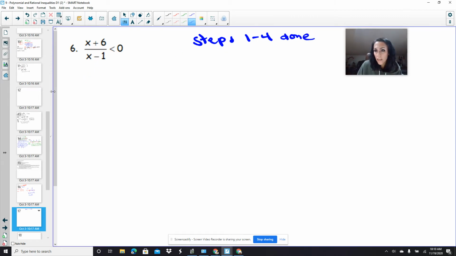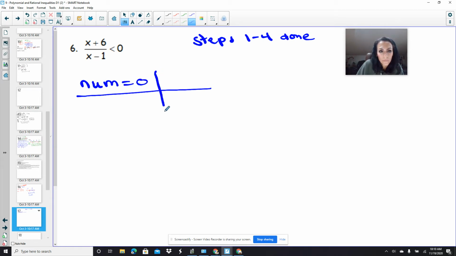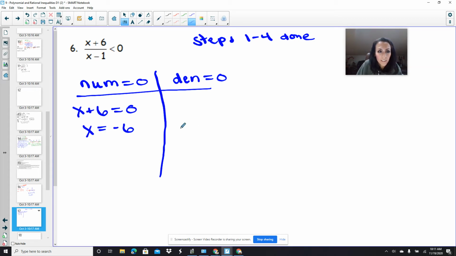Step 5 now, when you're working with rational inequalities, you set your numerator equal to 0 and your denominator equal to 0. So that's the difference. We find our critical values that way. Our numerator actually produces a critical value this time at x equals -6, and our denominator produces a critical value at 1.